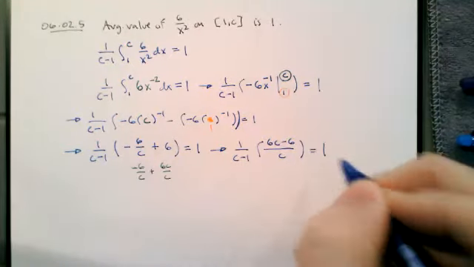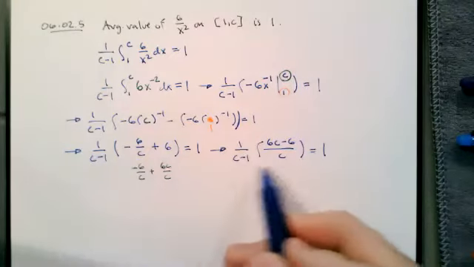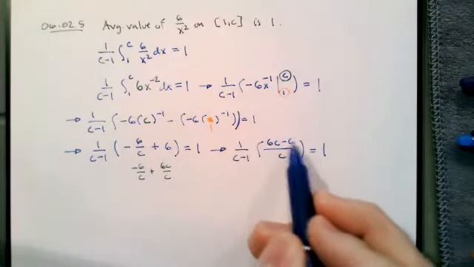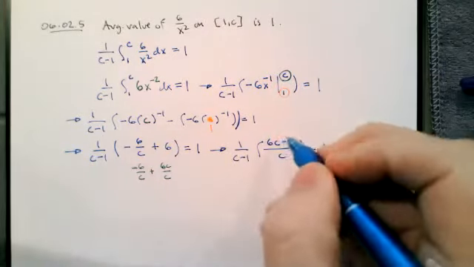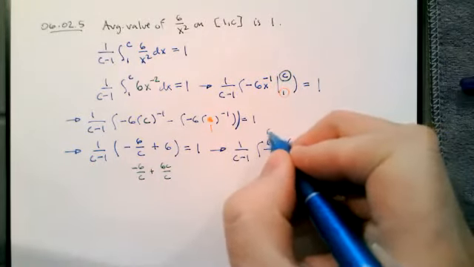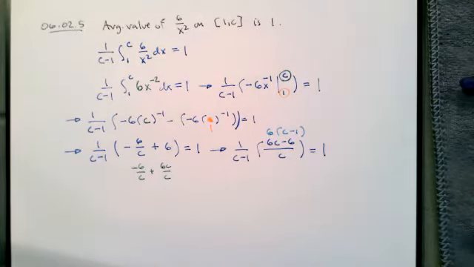This is all still equal to 1. I'm carrying through a bunch of equations. Then we notice something interesting. So we see these c's down here, and we see a c up top, but we notice something interesting up top in that there is a common factor of 6 in the numerator. If I factor the 6 out of the numerator, that leaves behind a factor of c minus 1, and so we can cancel those out.